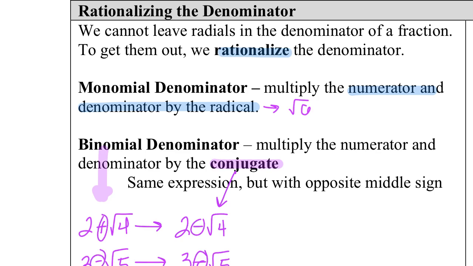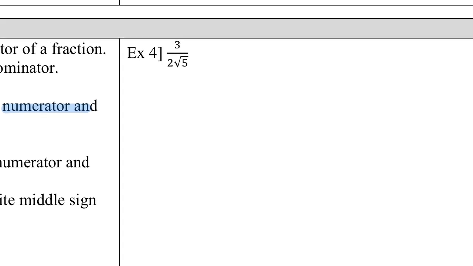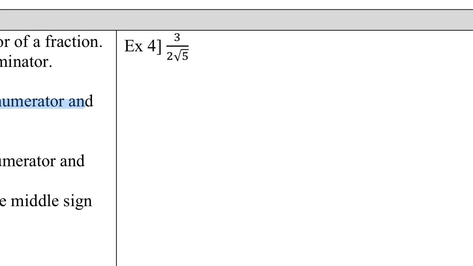One's positive, one's negative. Let's try an example. For example 4, 3 over 2 square root of 5. In the denominator, I have a square root. I need to simplify first if possible, but in this case, 3 over 2 does not simplify, and neither does square root of 5. So we're going to multiply both the numerator and the denominator by this radical. The 2 is not the problem. This is okay. This square root of 5 is the issue. So we're going to multiply top and bottom of my fraction, because I have to multiply by 1 to not change my problem, by the square root of 5.